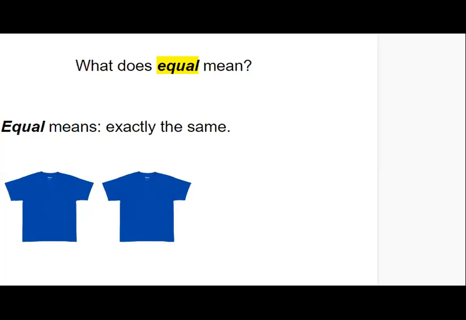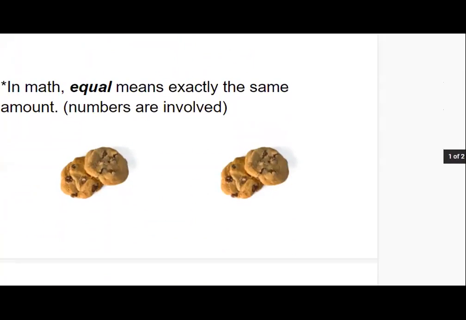Which number is bigger, 5 or 4? 5. Which number is smaller, 6 or 8? 8. Which number is closer to 5, 6 or 2? 2. Six. Very good.